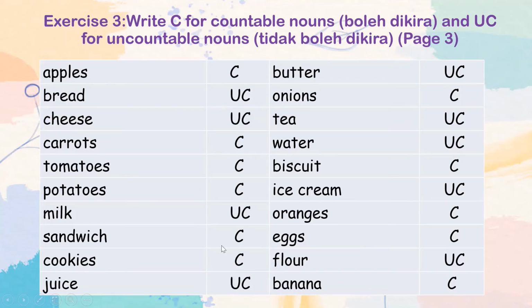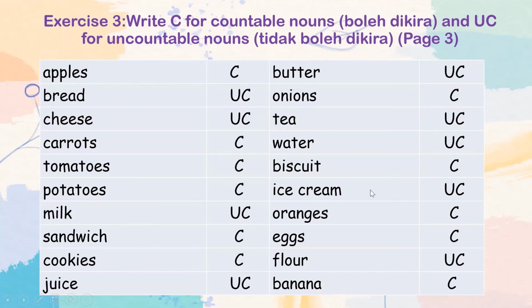Okay, next, sandwich is countable. Cookies, okay, is countable. Juice, okay, is uncountable because juice is liquid, cecair, so dia tidak boleh dikira unless the juice is in a glass, so we can count the glass, a glass of juice, a bottle of juice, okay, that is countable, but the juice itself is uncountable. Okay, next, butter. Butter is uncountable. Onions, bawang is countable. Tea is uncountable. Water, air, uncountable. Biscuit is countable.